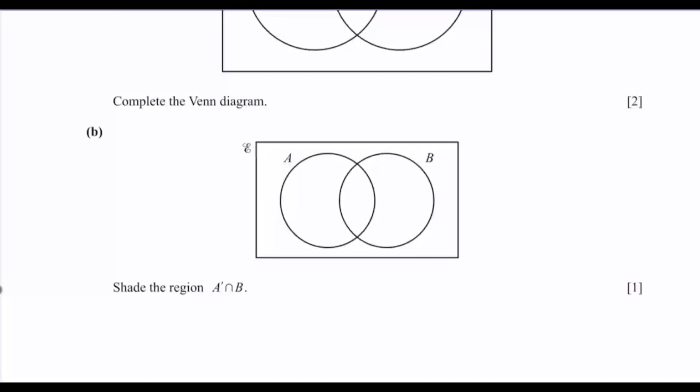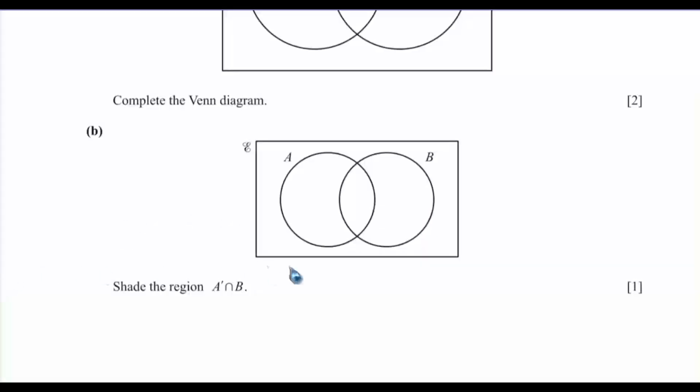Shade the region A complement intersection B. That means B only. So you shade only this side. So that is B only. So let me remove this. Yes. So that is B only.